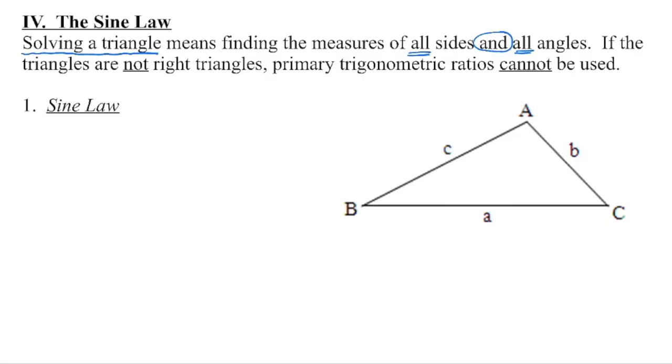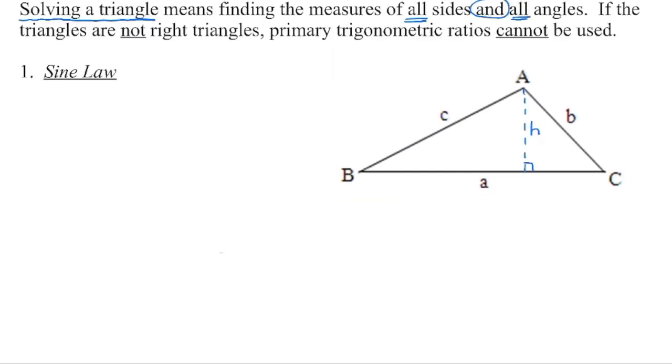To solve a triangle means to determine the measures of all three sides and all three angles. If we have a right triangle, we can use either a primary trigonometric ratio or Pythagoras' theorem. If we don't have a right angle, so we have an oblique triangle, we will need another strategy that we can use to get some of those missing measures, one of which is called the sine law.